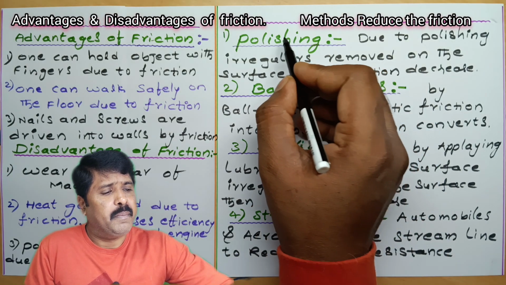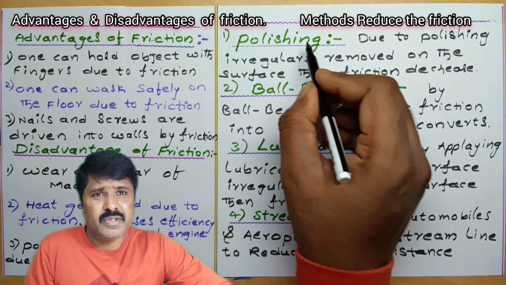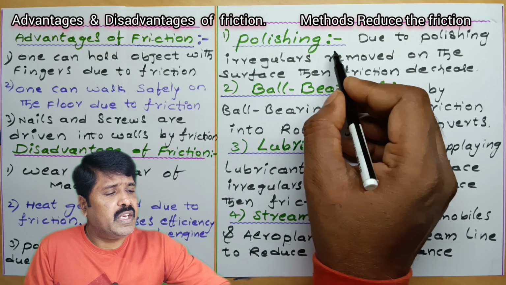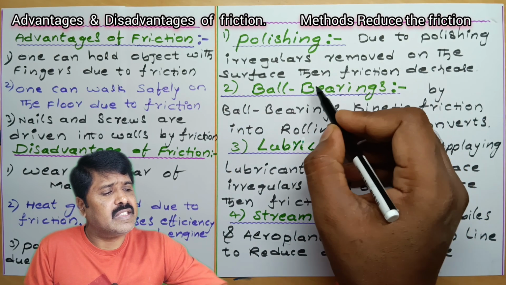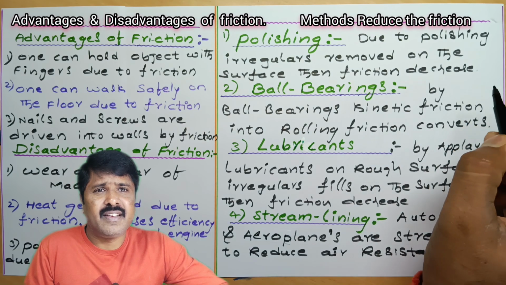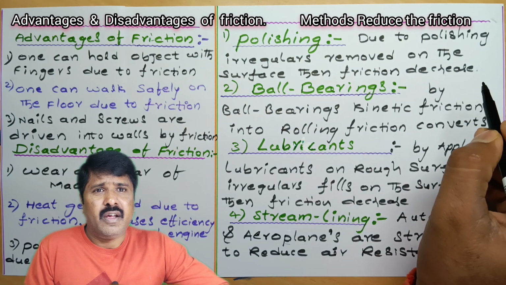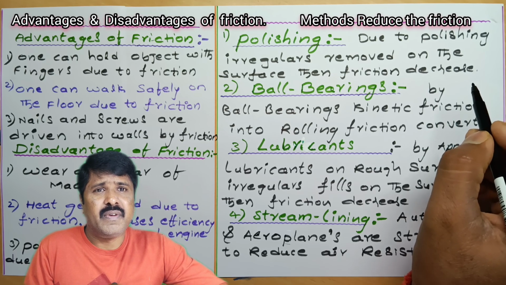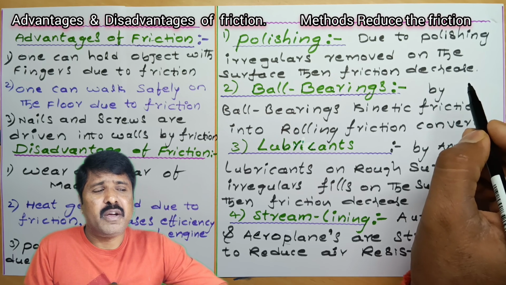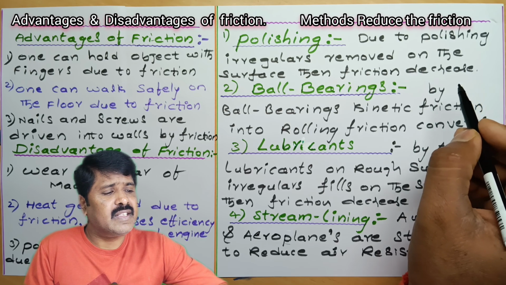Next, methods to reduce the frictional force, also an important short answer. The first one is polishing. Due to polishing, irregularities are removed on the surface, then friction is decreased. Take a polishing paper and rub the surface, so irregularities will be removed, then the surface becomes smooth, and friction decreases.